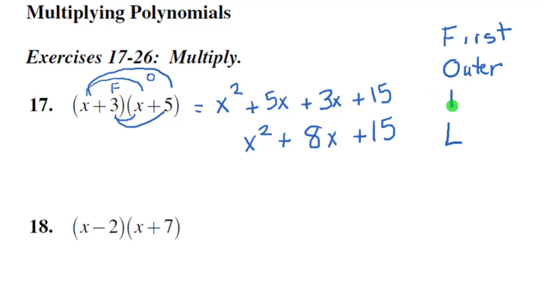The I comes from multiplying our inner terms. And that's how we got 3 times x. These are the inner terms in the binomials. And so that's how we got this 3x.